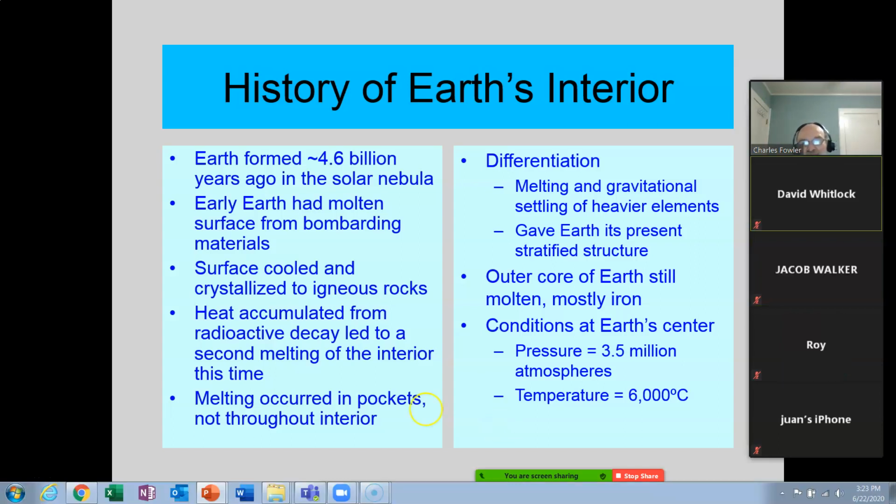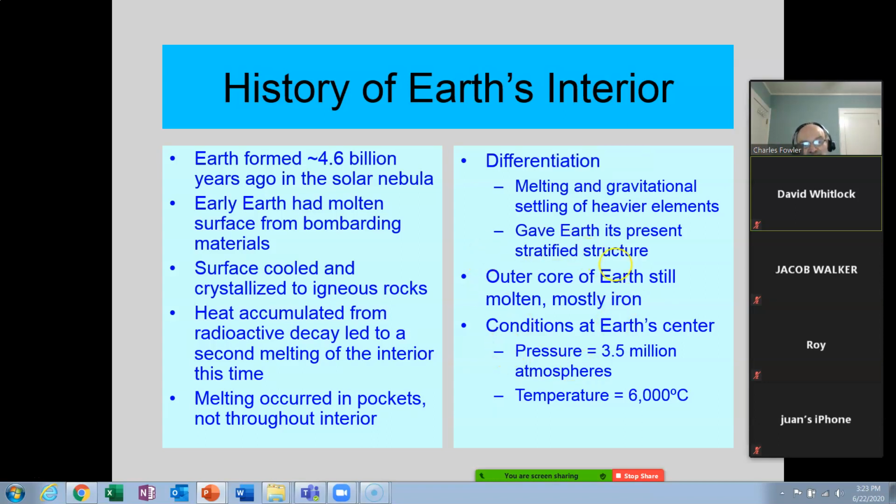Okay, so the outer core, the inner core, has become solidified, mostly due to pressure, but the outer core is still molten. And that outer core, as is the inner core, is mostly iron. Though it does have a fair amount of nickel and other things in it, but mostly iron.